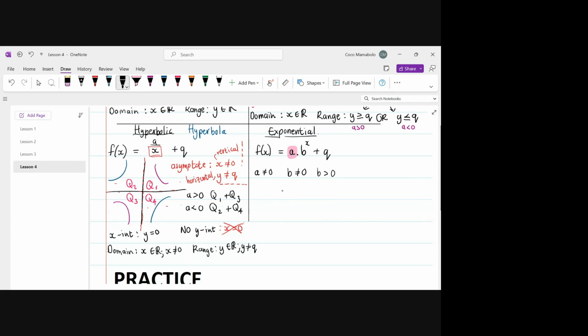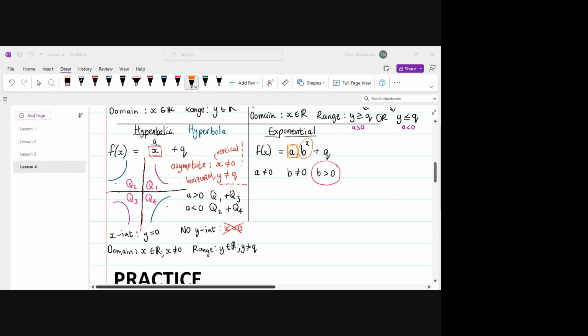a cannot equal 0, b cannot equal 0, b needs to be greater than 0. The reason why we don't care whether b needs to be a negative number is because numbers greater than 0 would be 1, 2, 3, 4. What about all the negative numbers? If we want a negative answer, all we need to do is make a negative. Whatever answer we get for b to the power of x, we'll just multiply it with the negative from a, and my function will then become negative. Thumbs up. Everybody understanding why b needs to be greater than 0?